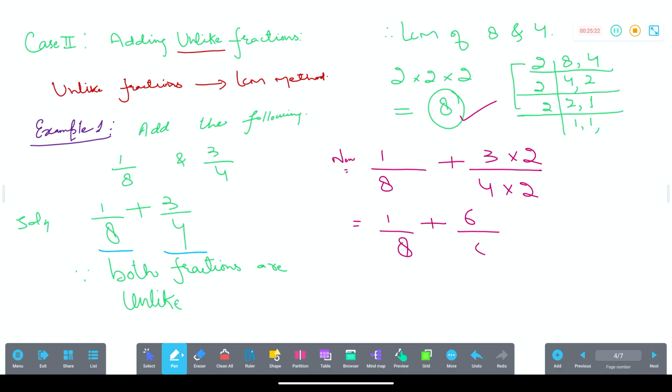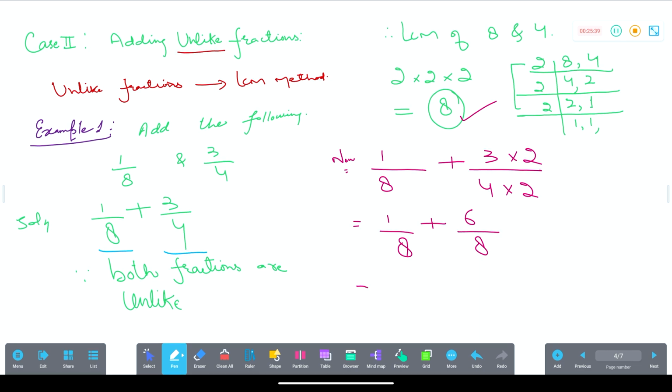Now you can see here, this 6 by 8 is the same as 3 by 4. Whatever will be the value of 3 by 4, the same will be the value of 6 by 8. What are we calling these type of fractions? We are calling them equivalent fractions. Very good. Now, carrying it on.